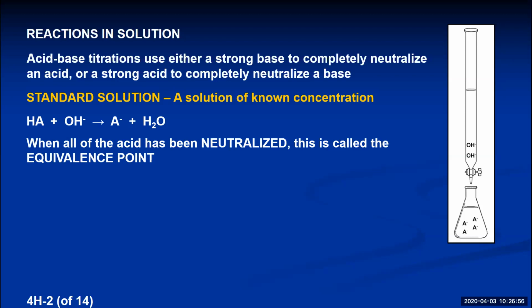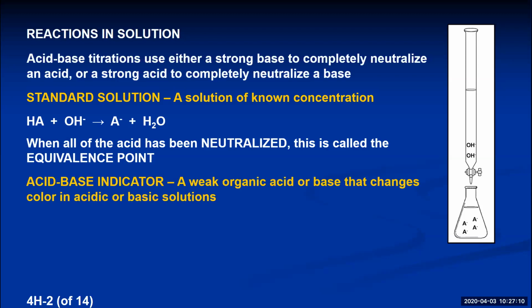Now, the problem is, how do we know when we've reached the equivalence point? The answer is, visually, we can't tell. So what we do is we add another component to the flask below before we start the titration. That other component is called an acid-base indicator.